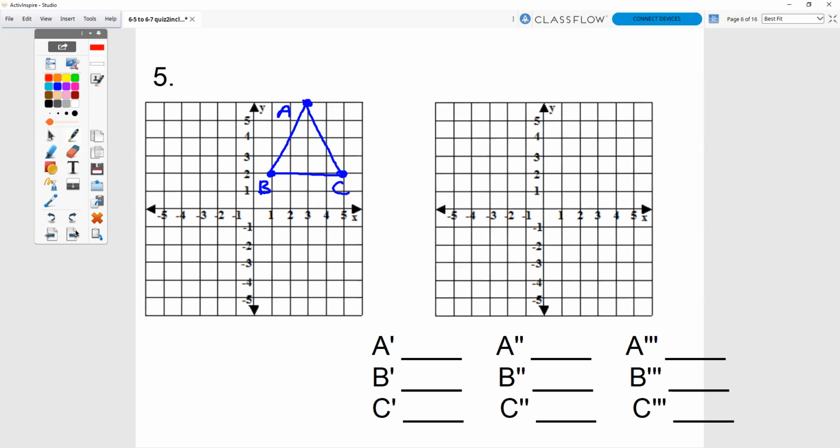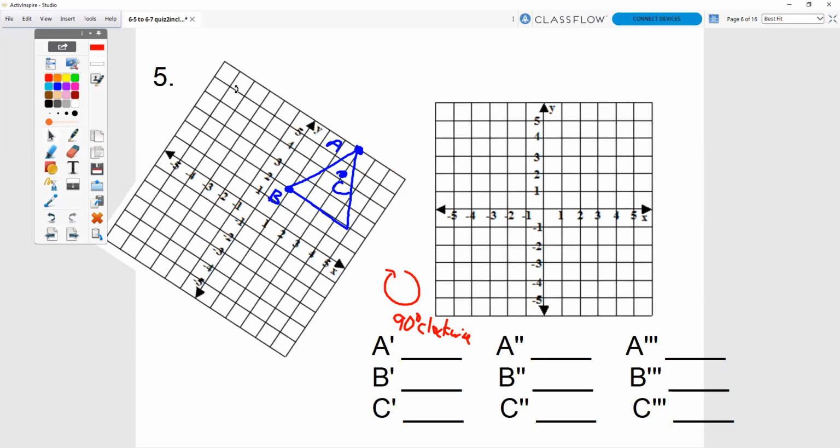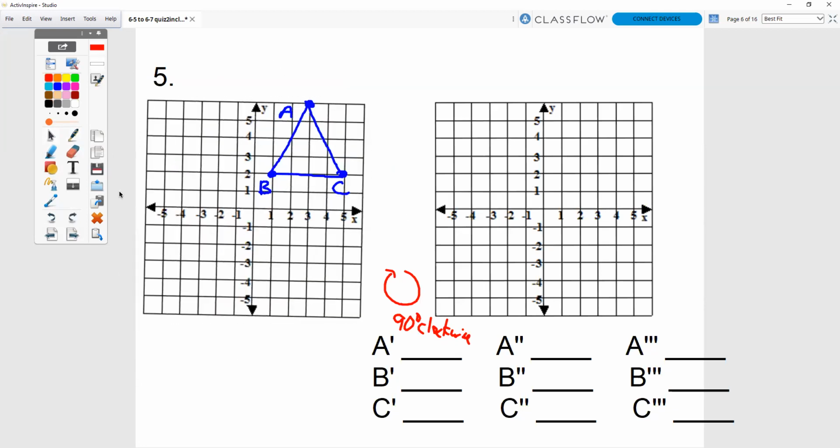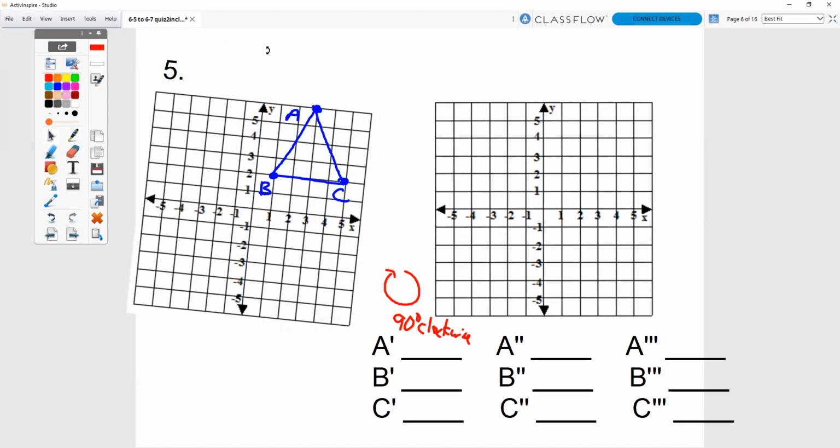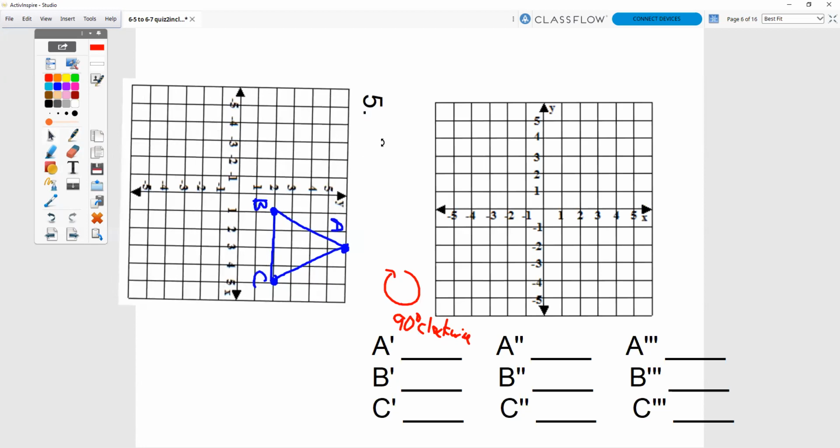Now, question number 5. Question number 5 is our dilations, all right? For the primes right here, we're doing a 90 degrees clockwise rotation. When you do a clockwise rotation, clockwise goes around like the hands of a clock does. So when we do our 90 degrees clockwise rotation, we're going to take our picture and turn it 90 degrees clockwise. Clockwise goes around like the hands of a clock.